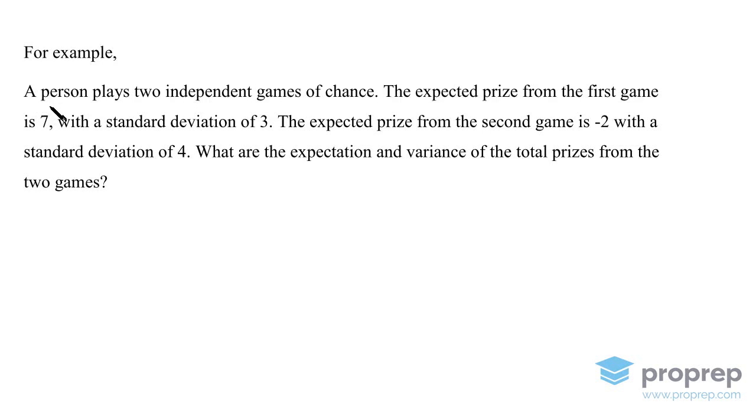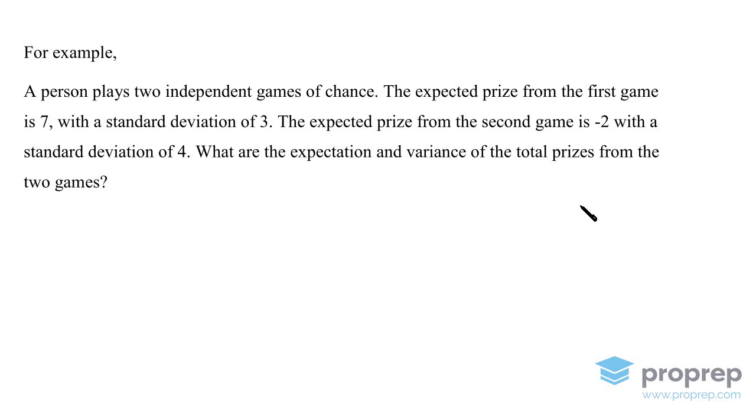Now in this game, a person plays two independent games of chance. The expected prize from the first game is 7 with a standard deviation of 3, and the expected prize from the second game is -2 with a standard deviation of 4. And we're asked, what are the expectation and variance of the total prizes from the two games?